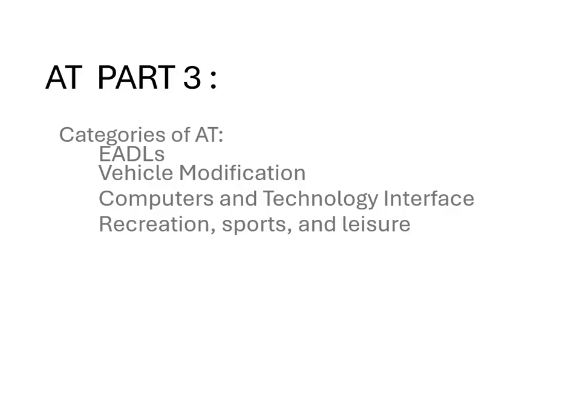This is Assistive Technology, and now we are talking about part 3 of the categories of Assistive Technology. This includes EADLs, electronic ADLs, also known as environmental control units, vehicle modification, computer and technology interface or computer access, and lastly is recreation, sport and leisure assistive technology.